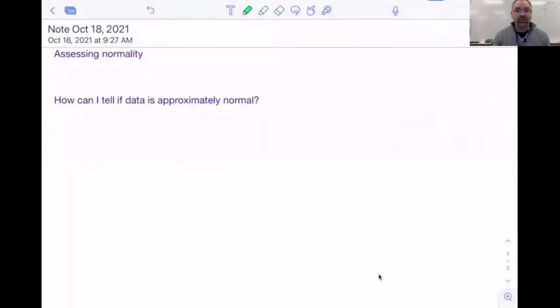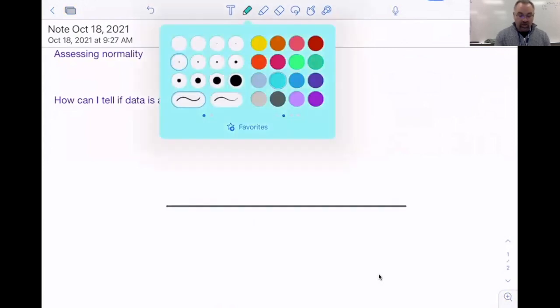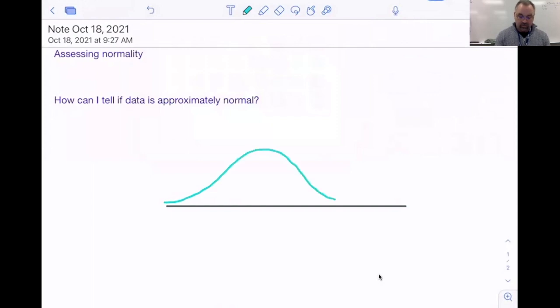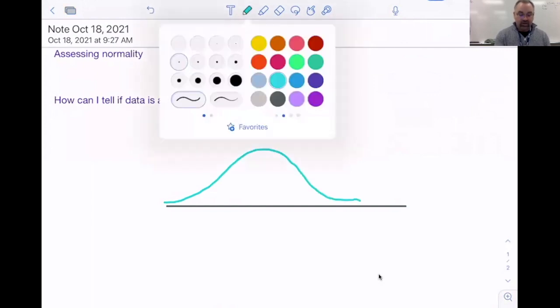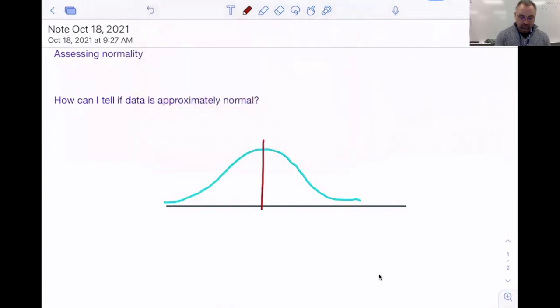Open up a screen share here. When we want to assess normality, just a reminder is that when data is approximately normal, we're able to figure out quite a bit about it. If I draw a quick normal curve here, what we're hoping to see is that our data is approximately working like this, with our mu right in the middle, and then that magic point, that inflection point that's one standard deviation away, plus sigma.